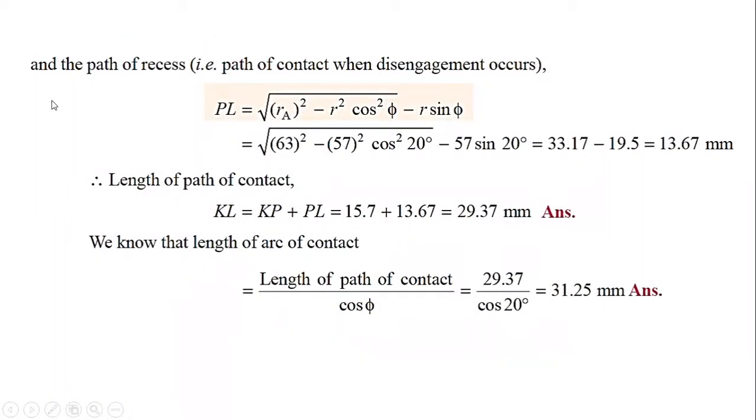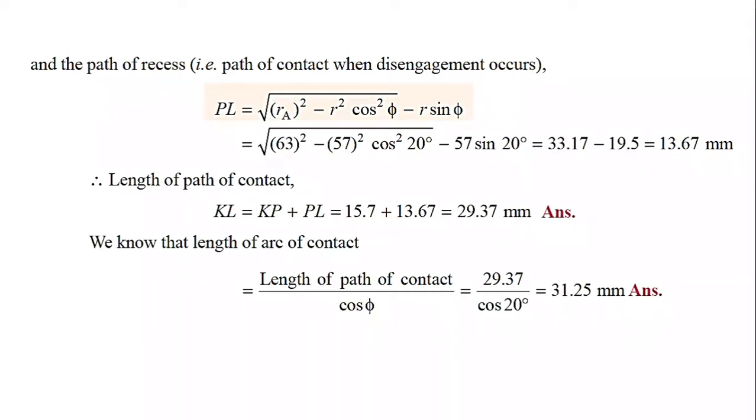Now similarly, find the length of path of recess. PL equal to square root of RA squared minus R squared cos squared phi, minus R sin phi. Apply all these values into this formula and we'll get the value of PL. Now add the PL and KP value and we get the value of KL, the length of path of contact. Here the length of path of contact is 29.37.